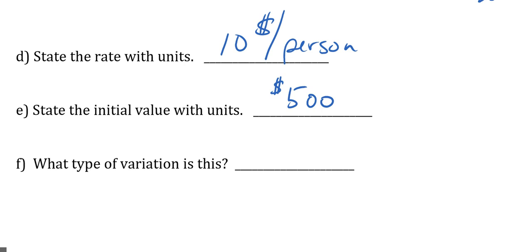Which one is this? Walker? Partial. Why? Yeah, because direct always starts at 0, and this one doesn't, so it's partial. Very good. Any questions about that one?